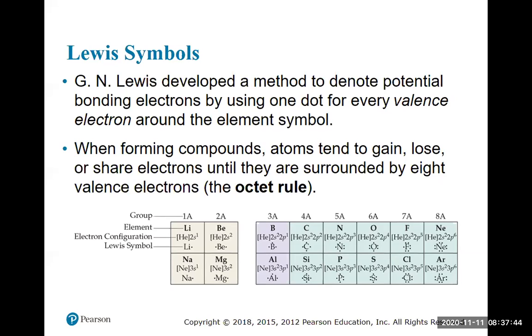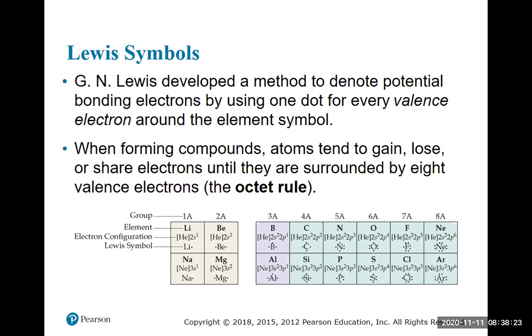And so when we form compounds, the atoms either gain electrons, lose electrons, or share electrons. So in our Lewis structures, when we draw them, we draw the dots as either being lost or gained or shared. What you're trying to do is get each element surrounded by 8 valence electrons. And that's known as the octet rule. So when you draw the dots, the goal is to have 8 electrons around each of those elements.